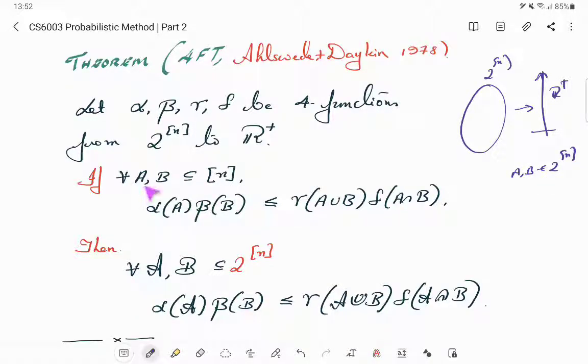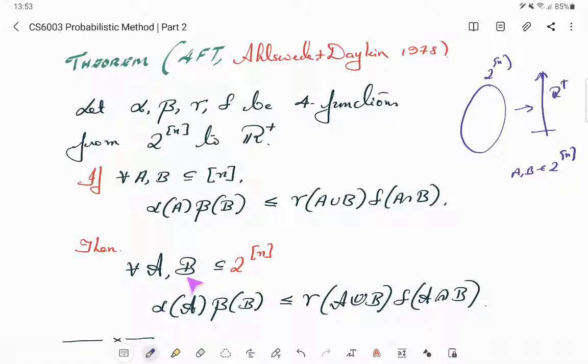If for any two members of the domain, alpha of A times beta of B is upper bounded by gamma of A union B times delta of A intersection B. Now, this may look a bit crazy in the beginning, but there is no other way. We'll use it so many times that after a while you would mechanically fill in the equation. So, if this is satisfied, then this is also satisfied.